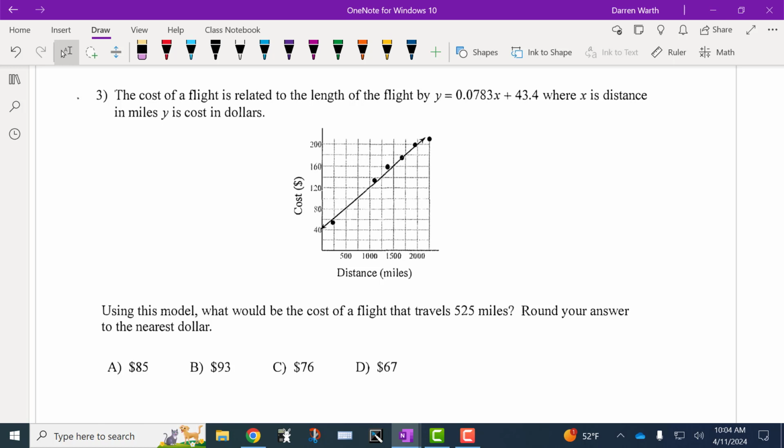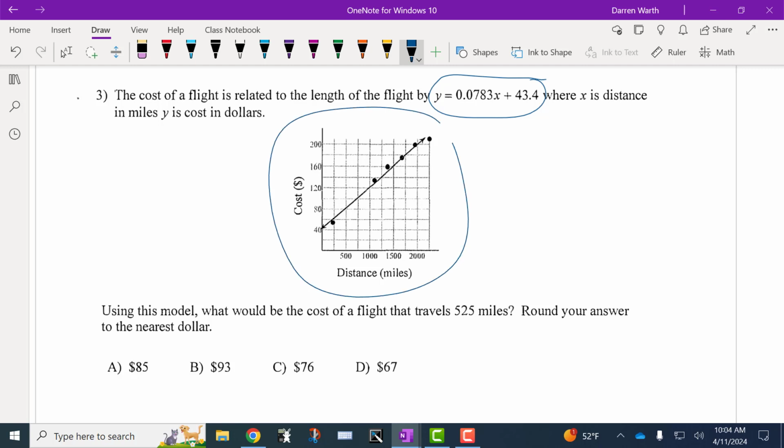So notice they actually give you the algebra equation right here. And then they go ahead and graph it by plotting some points to show you what the graph looks like. It says using this model, what would be the cost of a flight that travels 525 miles? Round your answer to the nearest dollar. So notice on this problem, they're going to give you both the graph and the algebra. You're not expected to know how to do those. It's just going to be given to you.